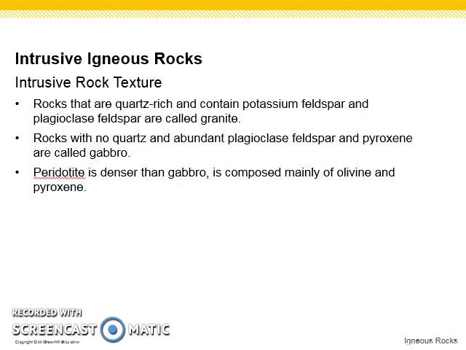Rocks that are quartz-rich and contain potassium feldspar and plagioclase feldspar are called granite. Rocks with no quartz and abundant plagioclase feldspar and pyroxene are called gabbro. Peridotite is denser than gabbro and is composed mainly of olivine and pyroxene.